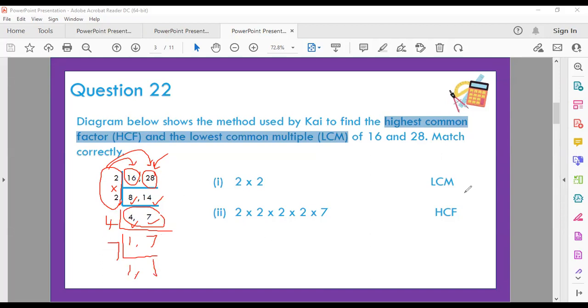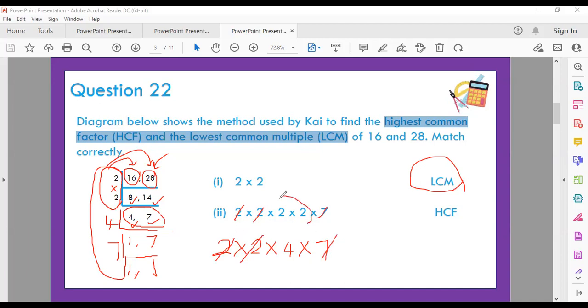Over here, to find lowest common multiple, you got to multiply all the factors of all the numbers, including 4 and 7. So it will be 2 times 2 times 4 times 7. Now you see a 2 here, you see a 2 here, you see a 2 here, you see a 2 here. You see a 7 here, you see a 7 here. Of course, 2 times 2 is also 4. 4 can be broken down into 2 times 2. So this is to find lowest common multiple. And this is to find highest common factor.